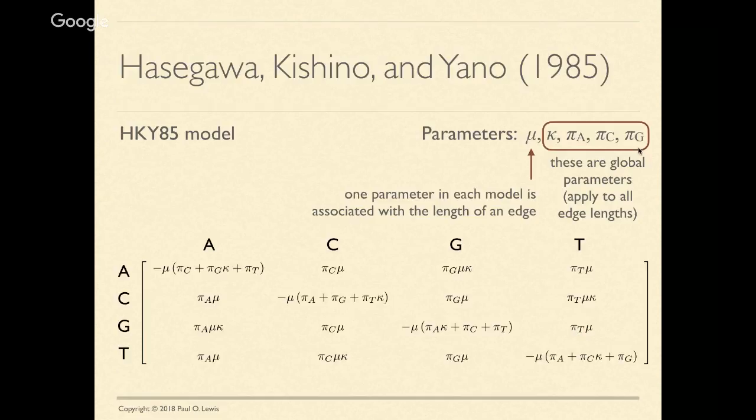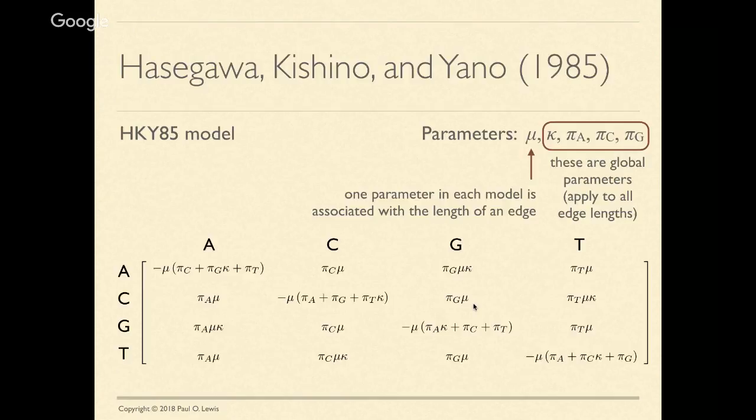This model has 1, 2, 3, 4, 5 parameters. So we have the 3 nucleotide frequencies, and again, one is left out because it can be determined by subtraction from the others. And then we have a kappa and mu. And as I said before, one parameter is present in every element of the rate matrix, and that one is the one that's determined from the edge length of a particular model.